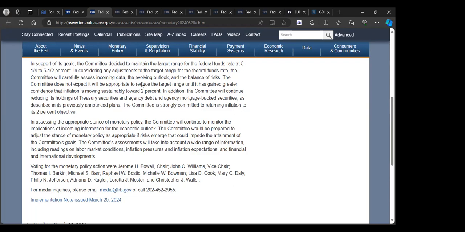So this is also important. I was going to skip over this sentence, but it is important. The committee does not expect it to be appropriate to reduce the target range until it has gained greater confidence that inflation is moving substantially, sustainably, above or towards 2%.